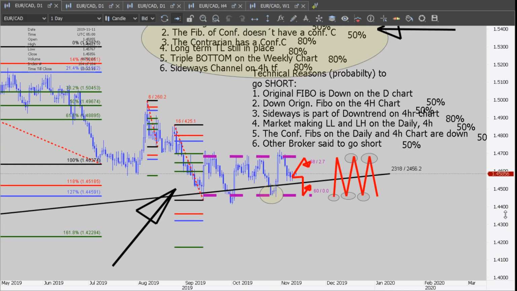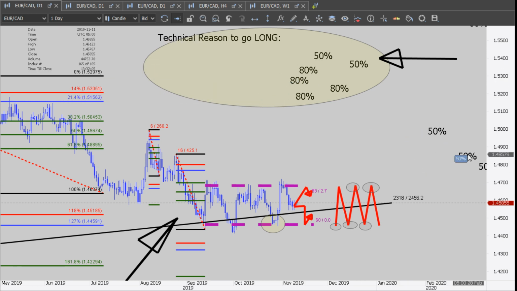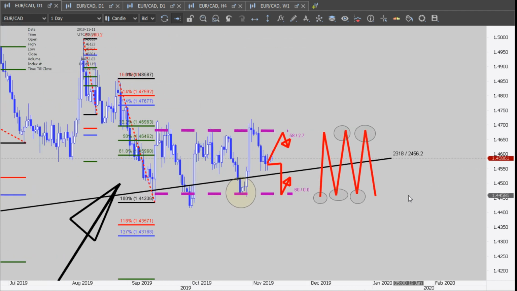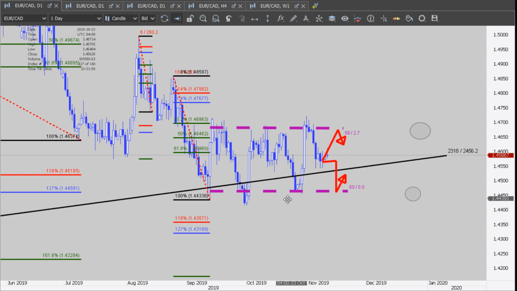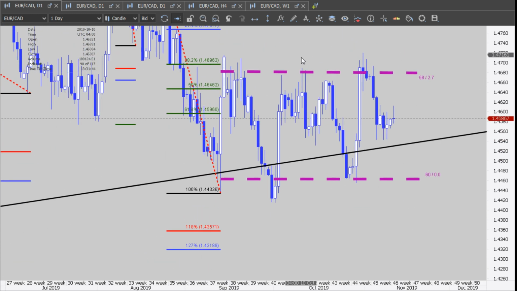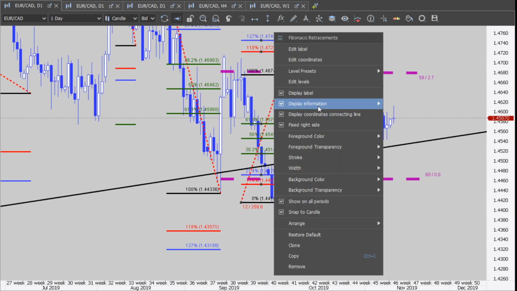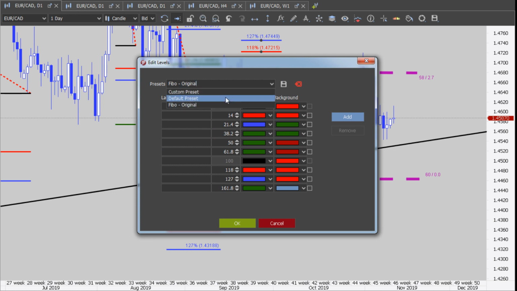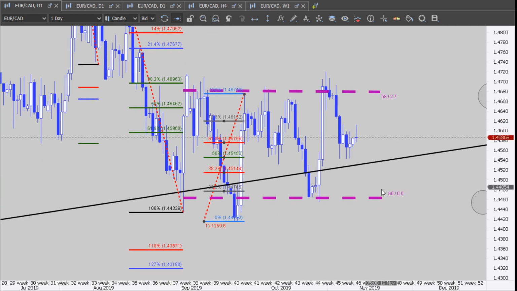So this was from the lesson. Let's delete, delete, delete, 50, 50, 80. Remember the lesson on probabilities. Delete, delete. Okay, delete. Remove most of the stuff. And let's see. If you're going to trade an up Fibonacci of the confirmation, this is the AB, which is going to be the contrarian on the daily. The daily is down, so what is this?